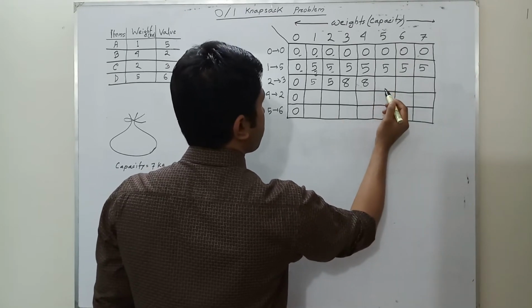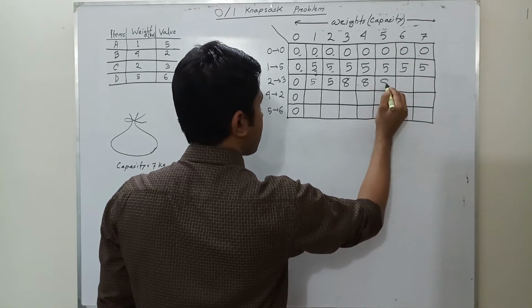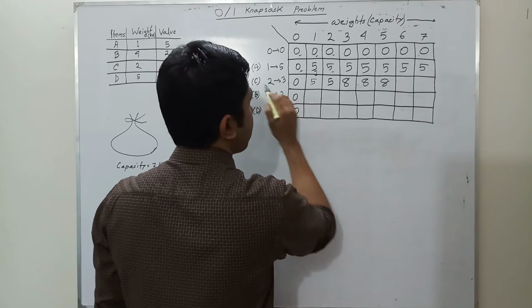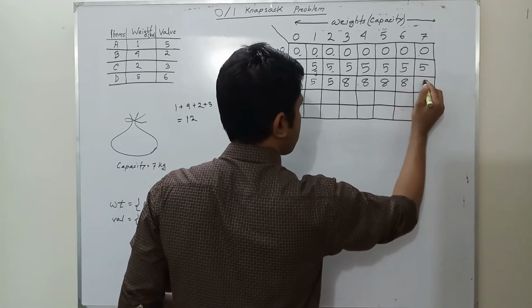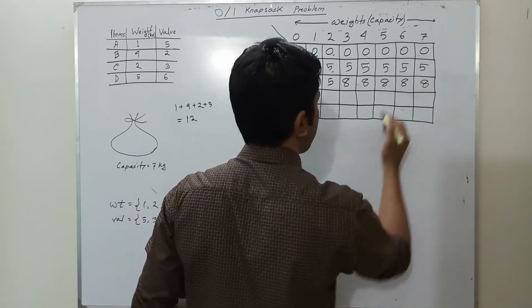Same for the rest of these fields, it will be 8, as I only have these two items, and increasing the capacity of the knapsack, so the maximum obtainable value will be 8.